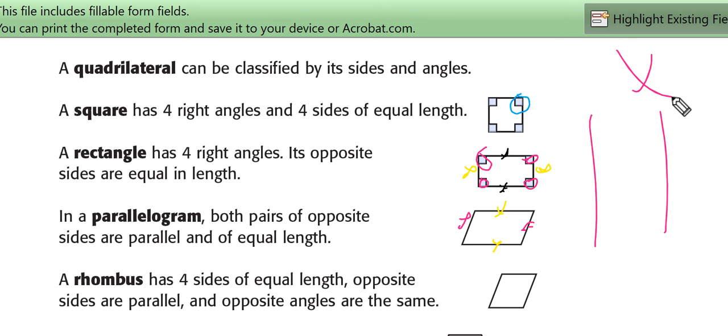Okay, and then obviously the last one there, a rhombus has 4 equal sides. Okay, 4 sides of equal length, and then opposite sides are parallel, and opposite angles are the same size. So this angle is opposite to this angle, diagonally like this. They're the same size. This angle here is opposite to this angle here. They're the same size. Okay. Think of a rhombus as a square that's tilted to the side, right?